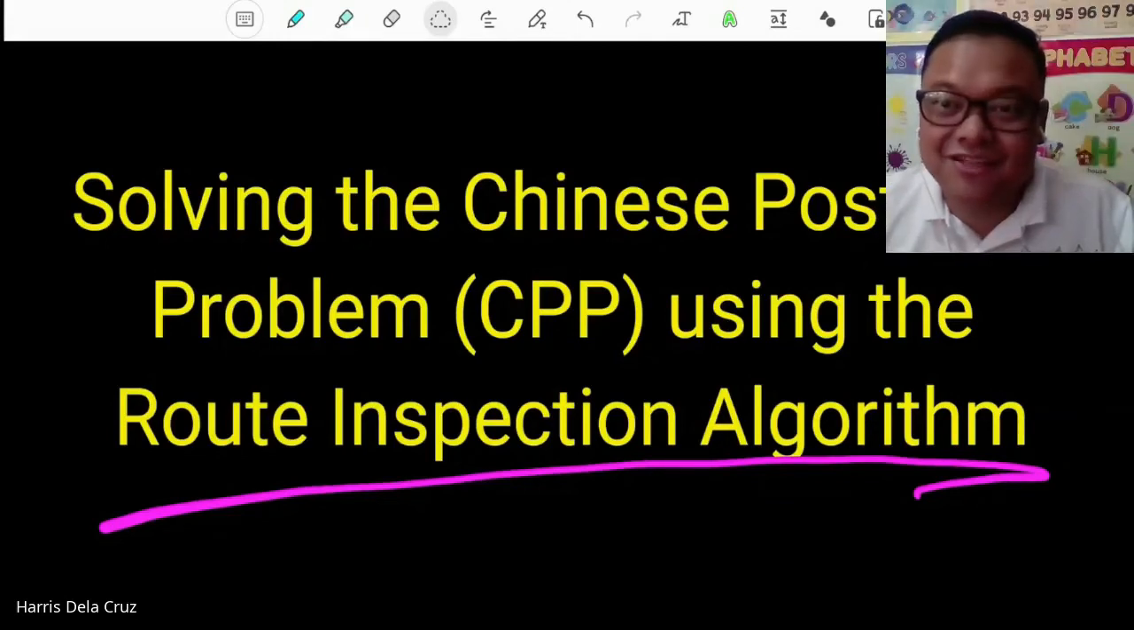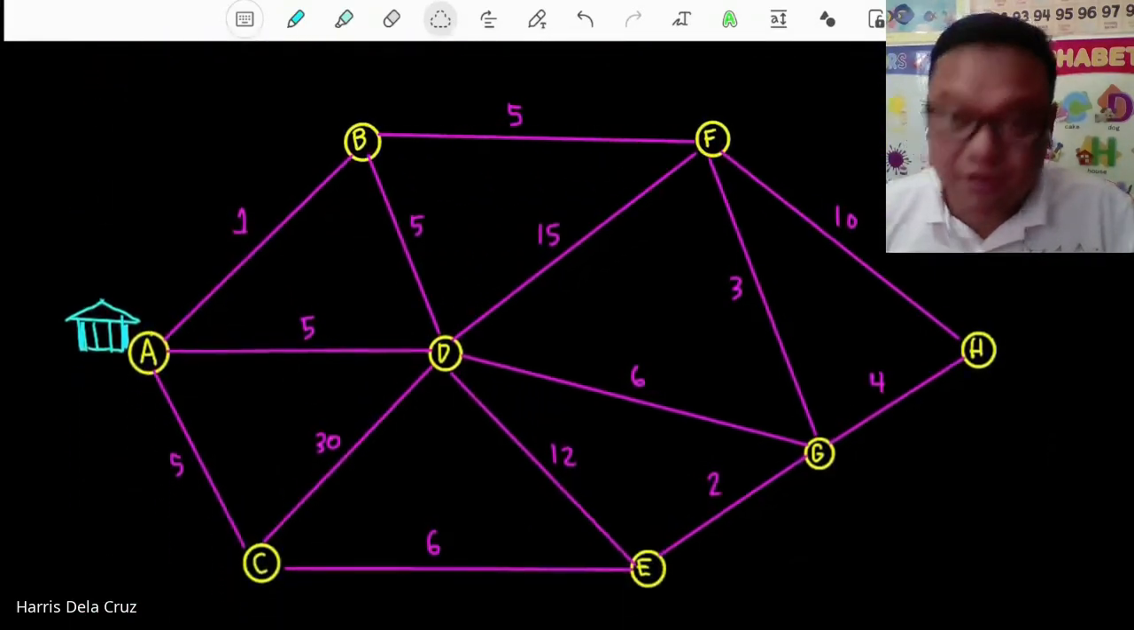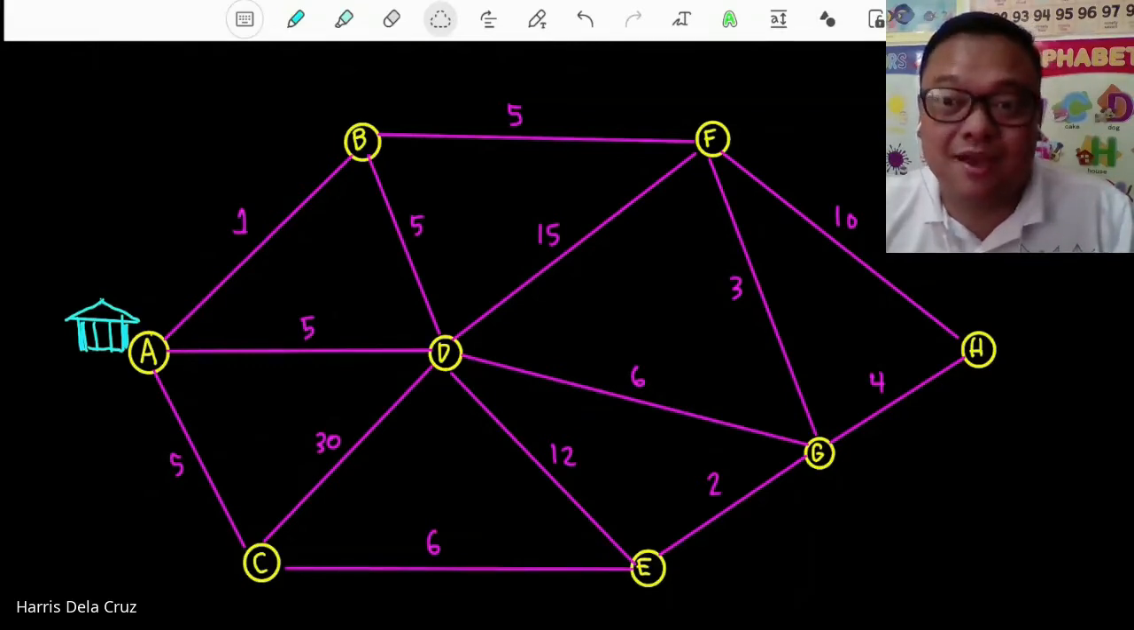Hi, in this video, I'm going to teach you how to solve the Chinese Postman problem using the route inspection algorithm. So suppose we have the following graph that represents the roads and corners or intersections of the roads. And the Chinese Postman problem requires that a certain postman starting from the post office needs to travel all the roads in our graph and be able to return in the graph on the shortest possible route.